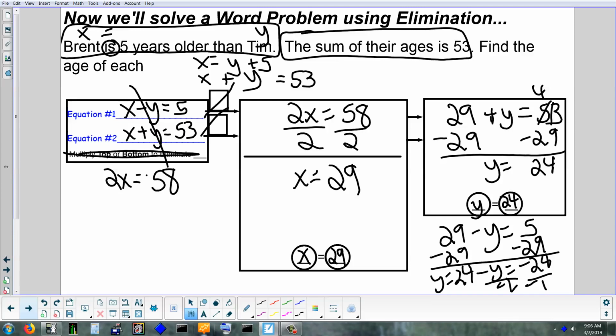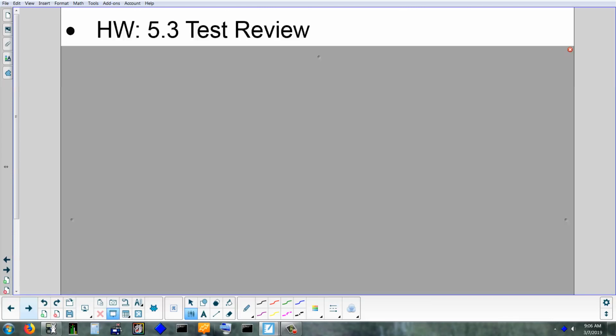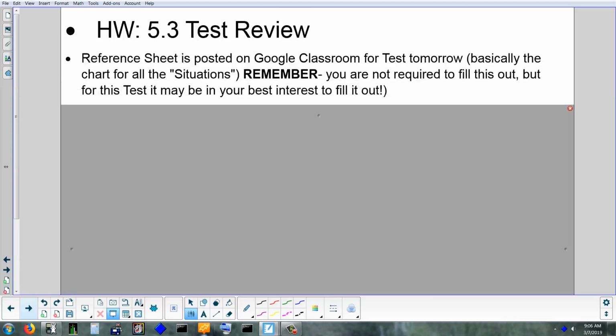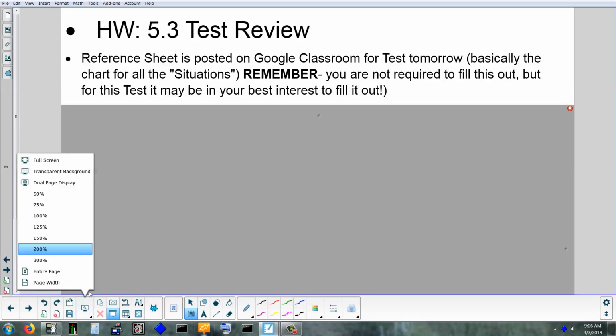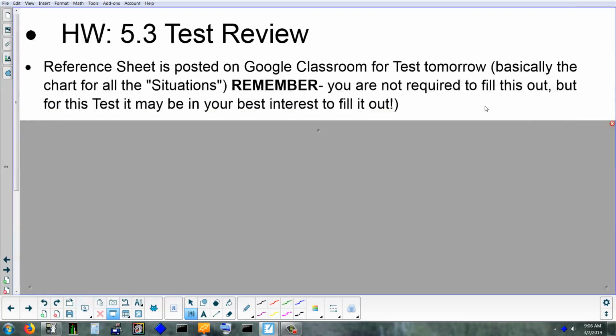All right, hold on, listen. So homework, test review. That's the homework. The reference sheet is all up to you how much of it you want to fill out. I'd fill out the whole thing. Like I just said, it's on Google Classroom. It's all the situations on one sheet. If you want to put different examples, you can. If you want to write the word problem example, you can. It's entirely up to you.